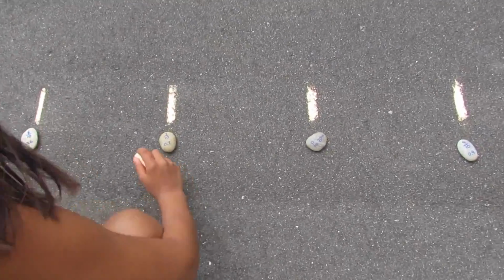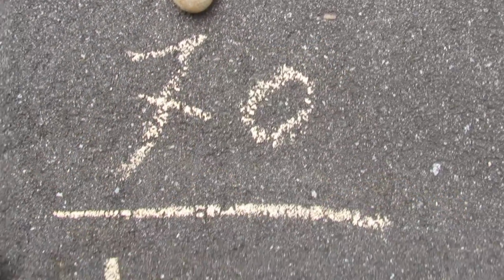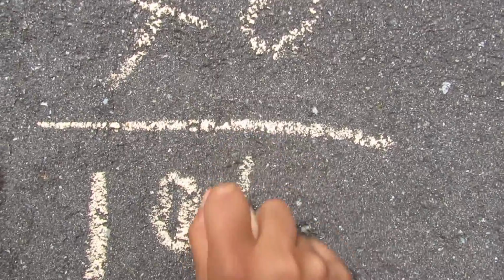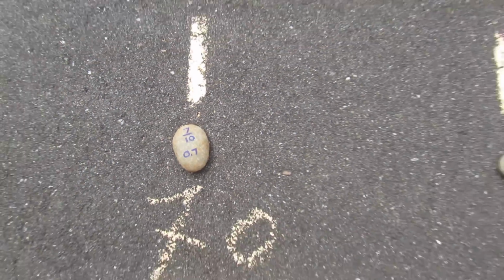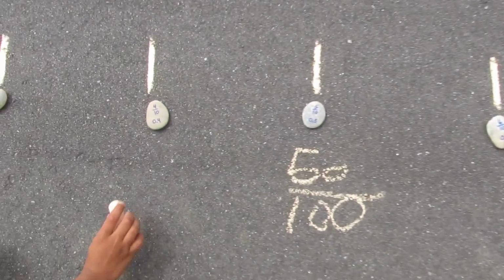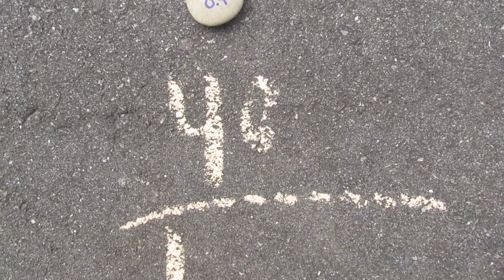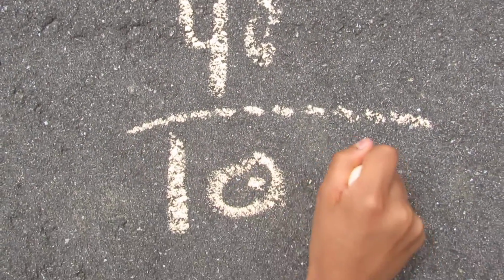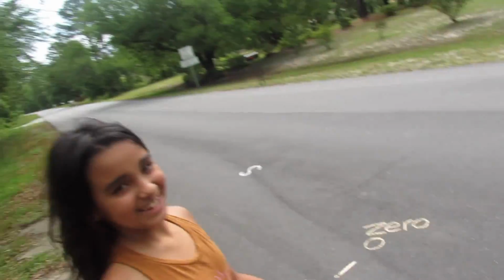I'm going to ask her to do a couple more here. 7/10 is next. She's going to write 70 over 100. So 70/100ths is the same as 7/10. That would be 0.70 if you were to write it as a decimal, and 40/100ths, or a decimal point, and then a 4 and a 0 would be, you said, 40/100ths.